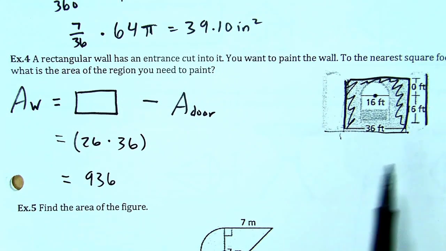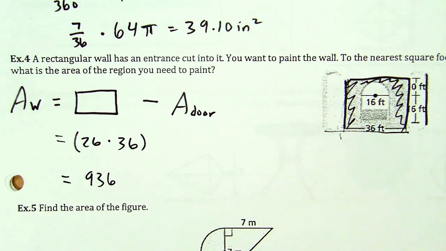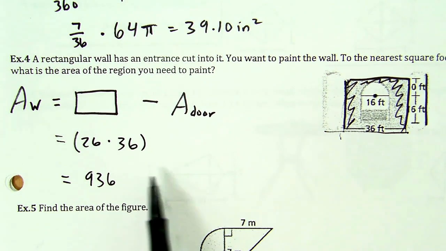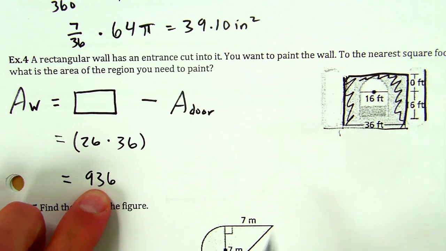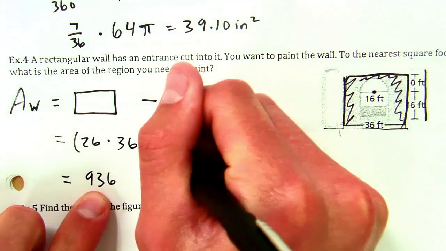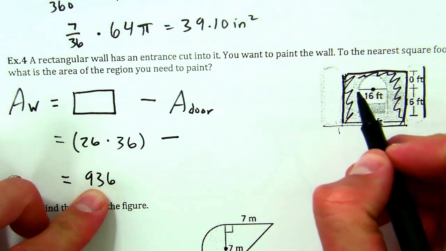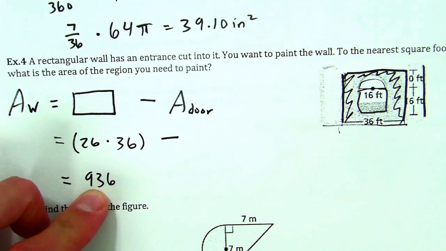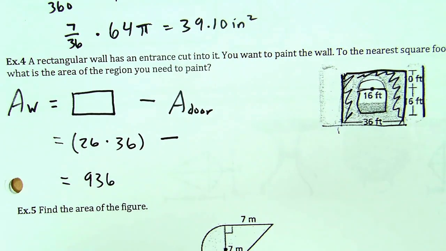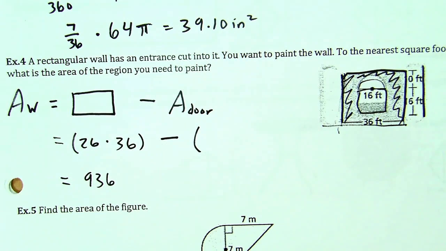So if I was going to include the door with my painting, it would be 936 square feet. But I'm not painting the door. I need to subtract off the area of the door. And whatever I'm left with in this 936 is what I'm going to paint. Now, notice the area of the door. The area of the door is made up of a rectangle and half of a circle. So you're going to find the area of the rectangle and add it to the area of a half circle.